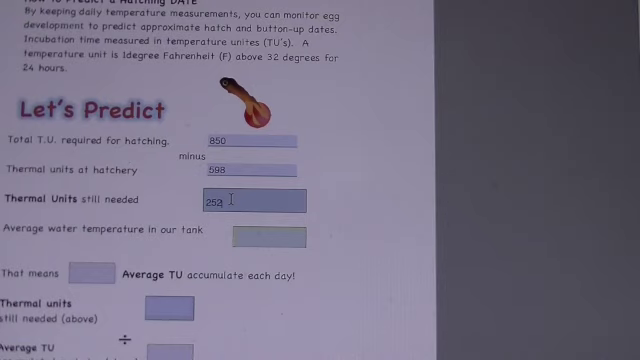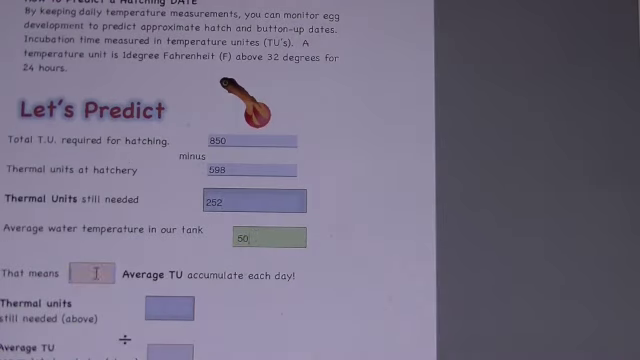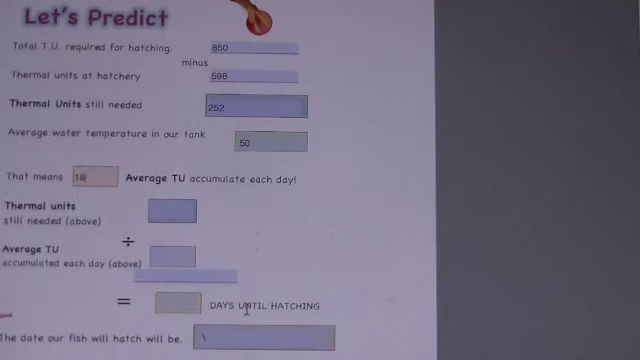So now let's add the average water temperature in our tank. Again, if you'll remember from our previous videos, we're keeping our tank at 50 degrees, so we're going to input that number right here. So what does that mean our average temperature units are for each day? Again, if you remember, for every degree over 32 degrees, which is freezing, that's one temperature unit. So 50 minus 32 would make 18. So let's plug 18 right into there.